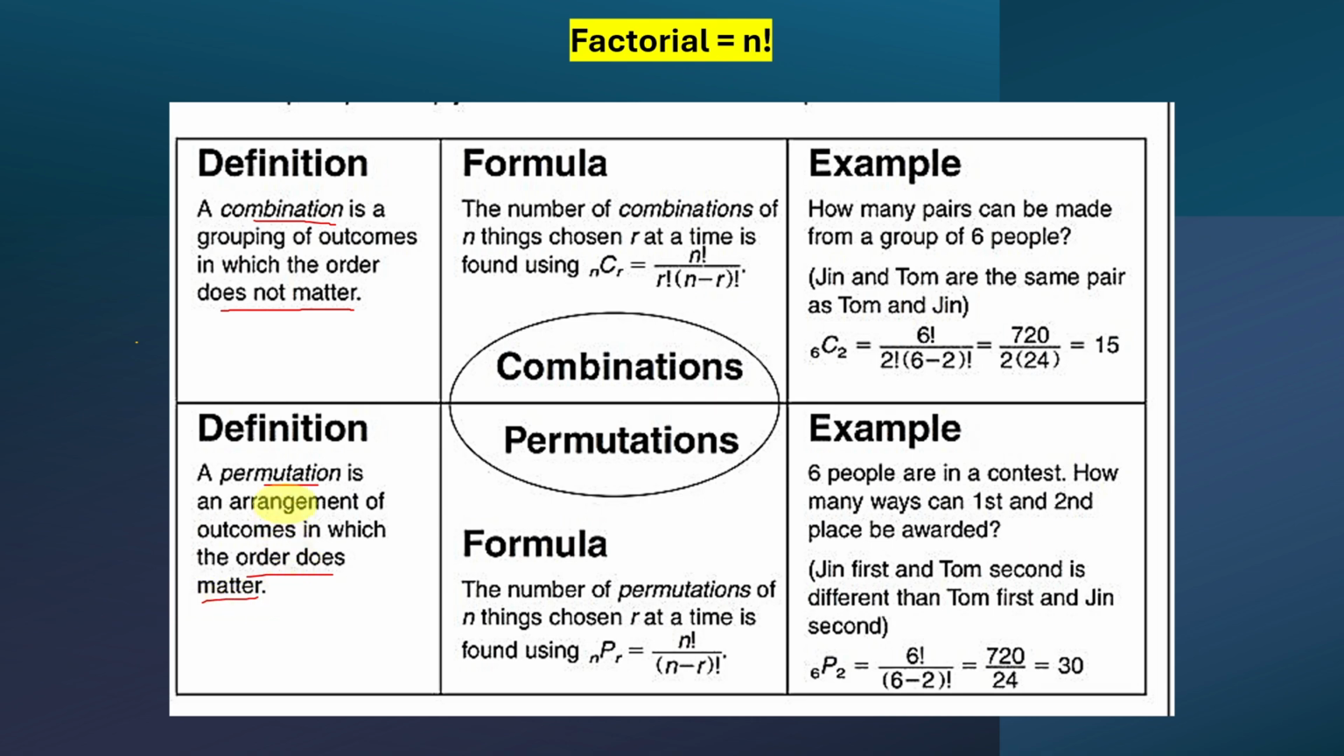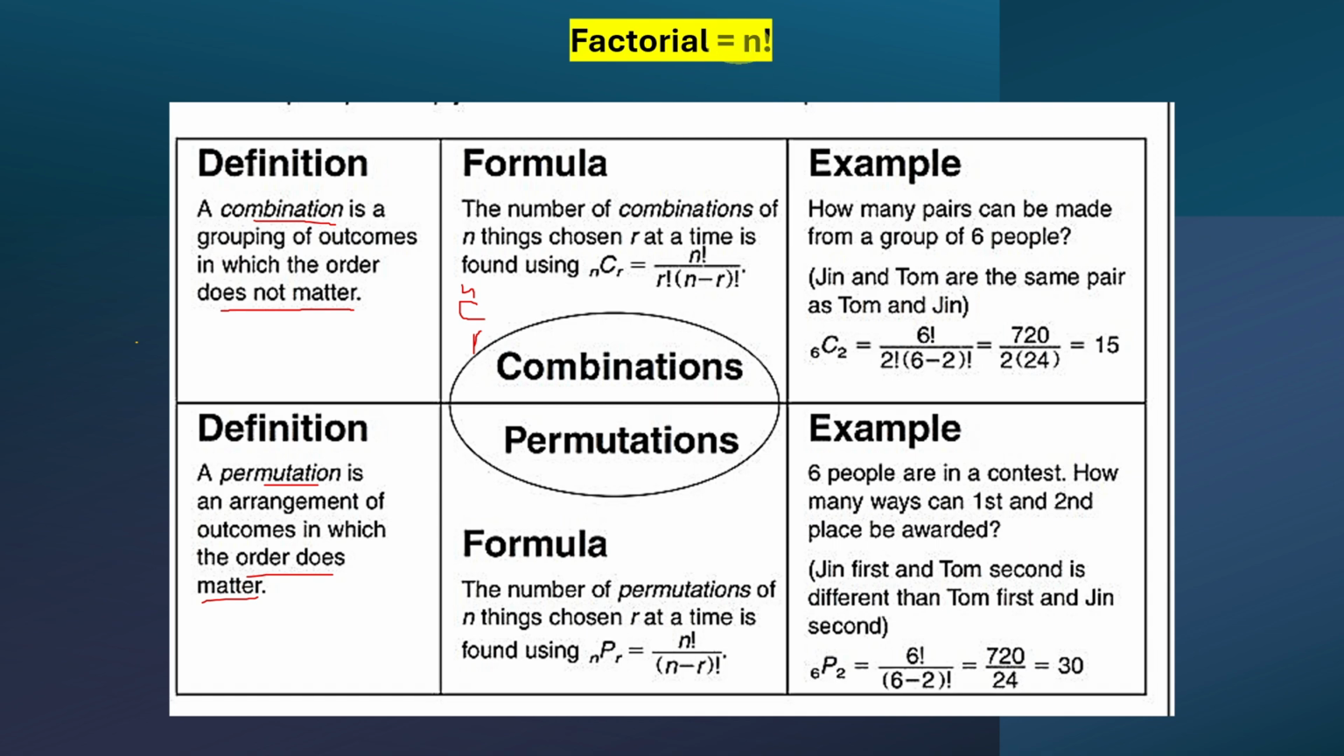So let's understand this in detail with the formula. The number of combinations of n things chosen r at a time is found using nCr. We also write this as n, then C, then r, which is equal to n factorial divided by r factorial times n minus r factorial.